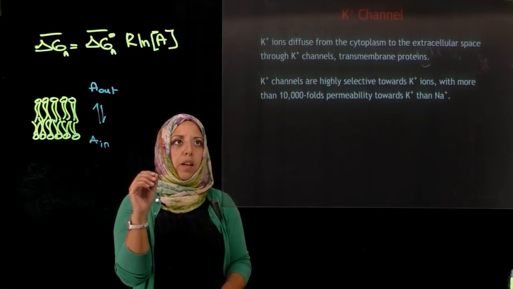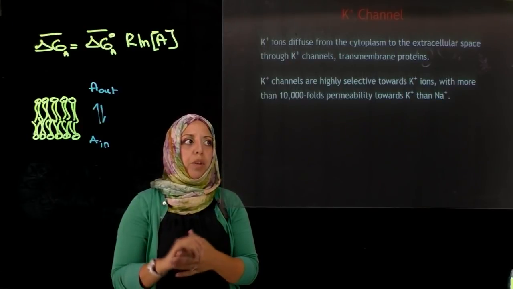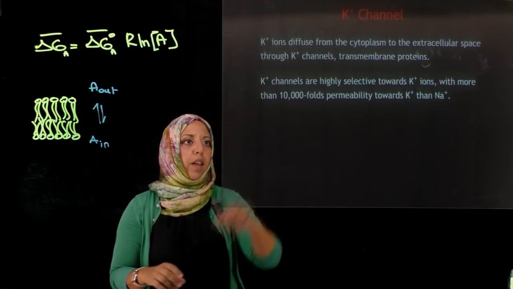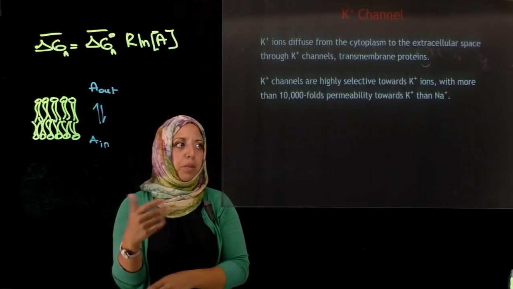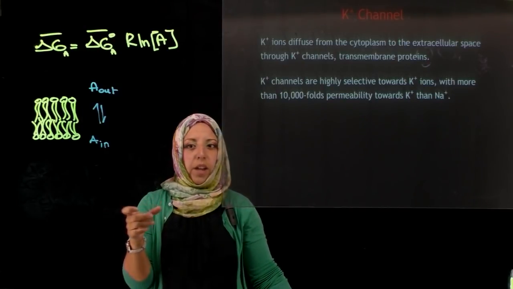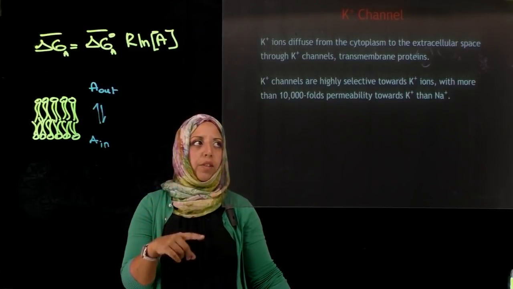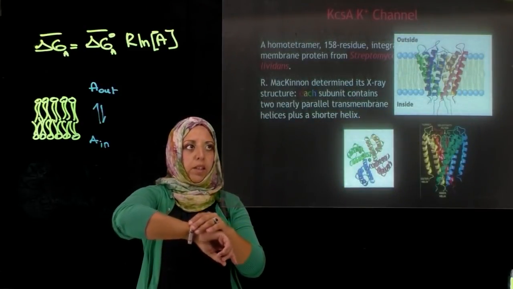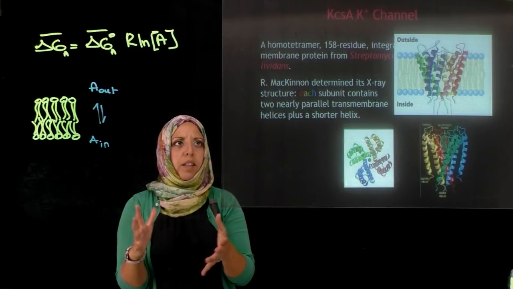And they specifically, selectively transport potassium across the membrane, and they have about 10,000-fold higher permeability to potassium than sodium, and that does have to do with the atomic radius, just like when we talked about valinomycin a few minutes ago. All right, so one example is the KcsA, a potassium channel.